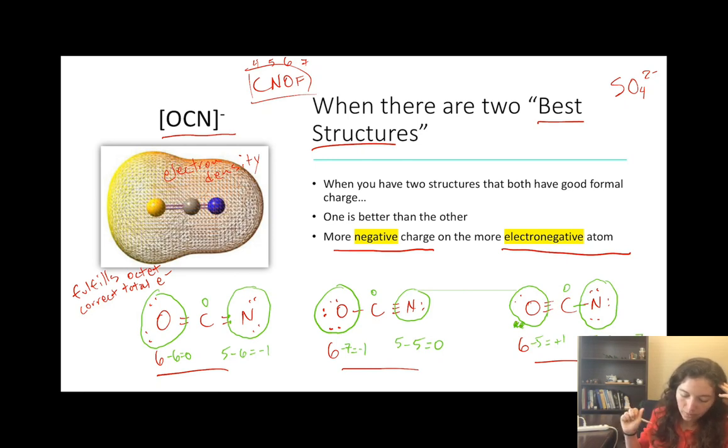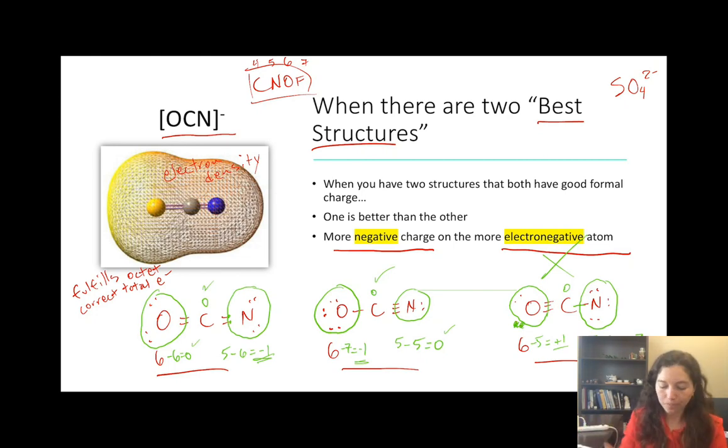All right, so we want to get these charges as close to 0 as possible. That's going to be the best structure. So off the bat already, we can see that this structure is out because it's got a +1 and a -2. Those are really far from 0, whereas all of our other structures have 2 zeros and a -1. So we've got 2 zeros and a -1, 2 zeros and a -1. So these structures are definitely better than that other one. So definitely not this one.